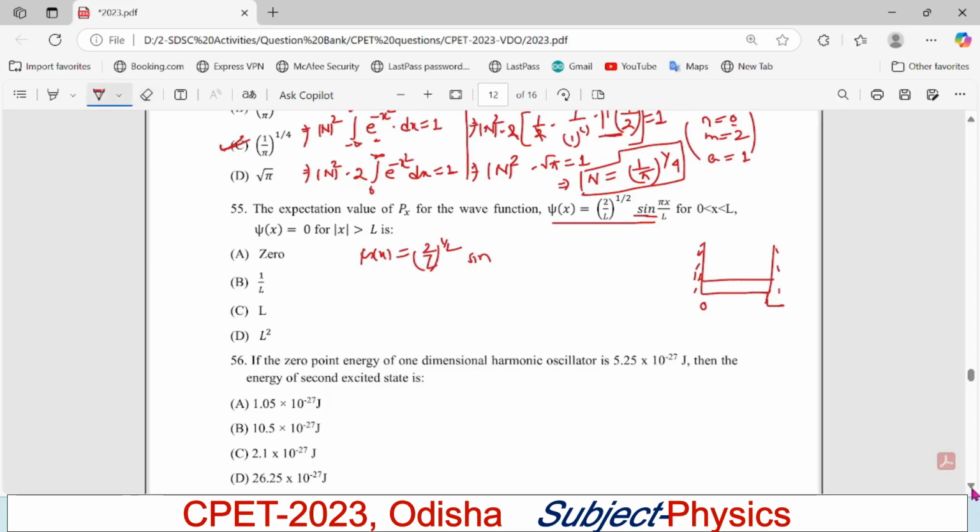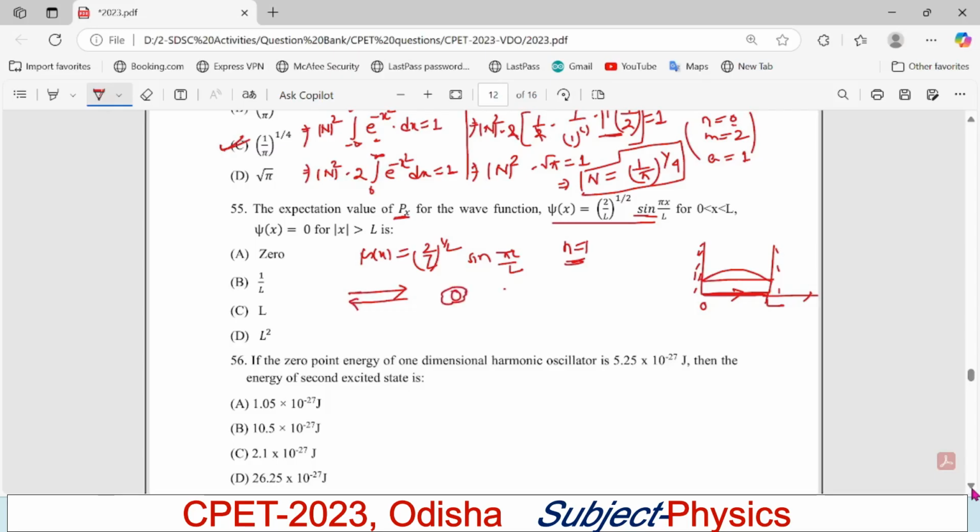The generalized one is your n pi x by L, but here n is 1 is given. So pi x by L means this is for n is equal to 1. So first wave function, this one. Whatever may be, the particle is moving inside this one dimensional box forward and backward, to and fro motion. Expectation value of px along x-axis it is moving. So px means momentum, this direction is there, equal magnitude along this direction also is there. So average value of px equal to 0.